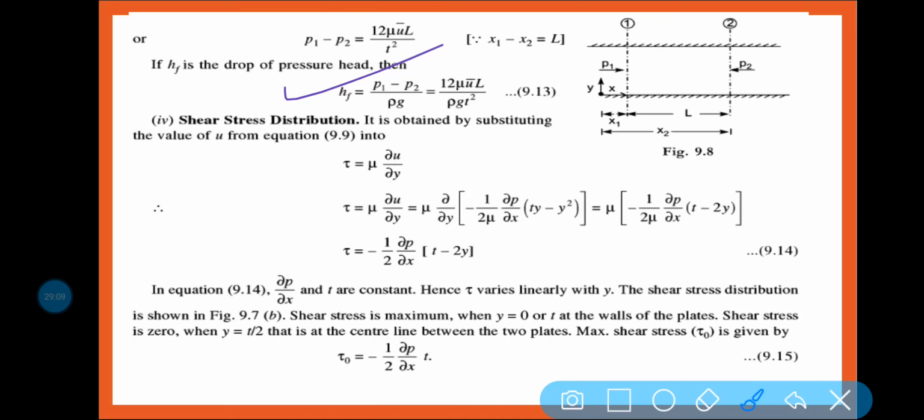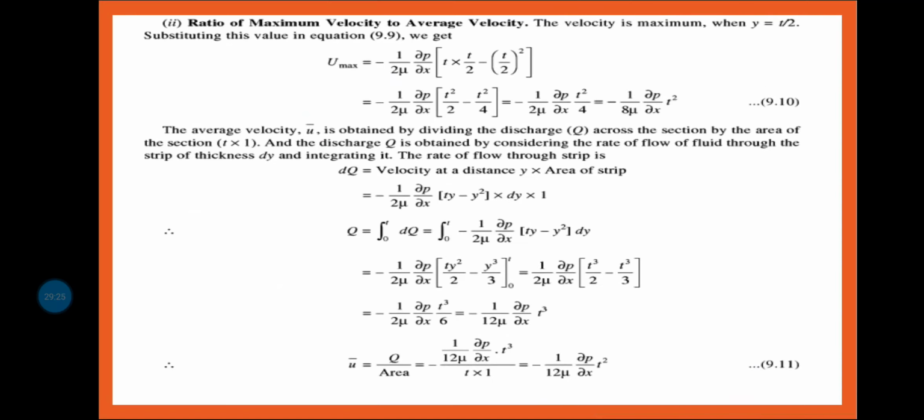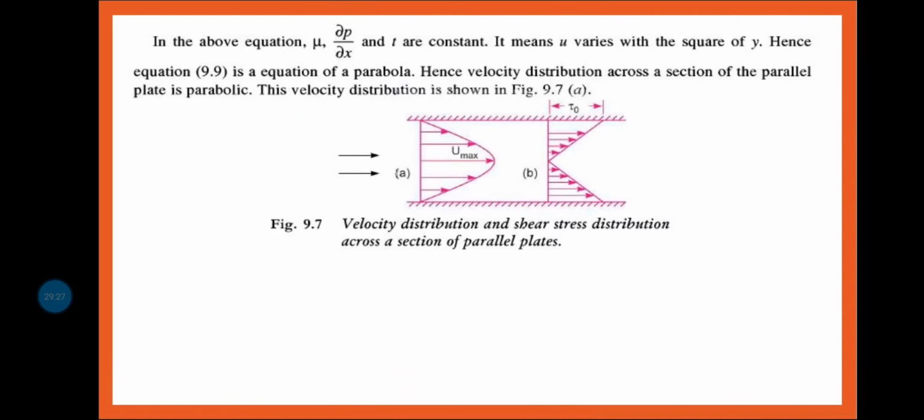Now if you want to find the shear stress distribution, it is obtained by substituting the value of u from equation 9.9. This is the equation 9.9 that you have seen.